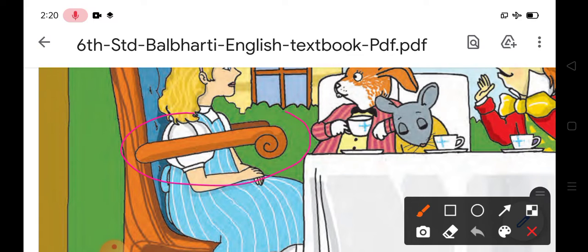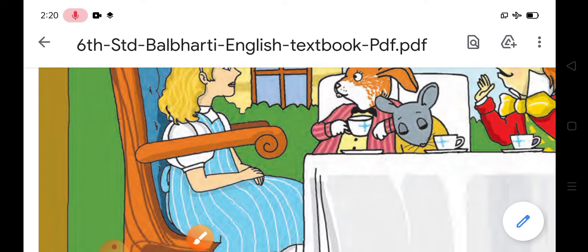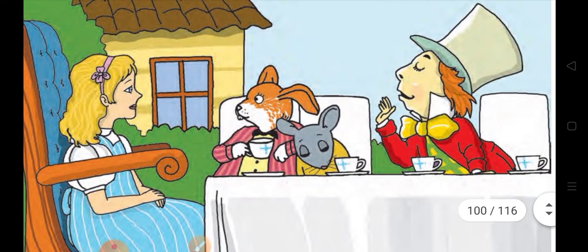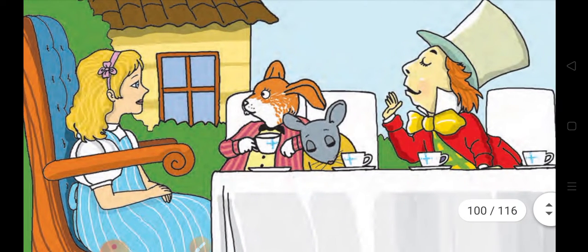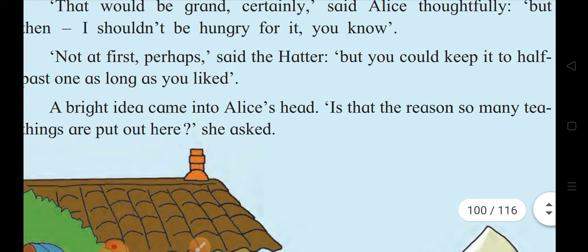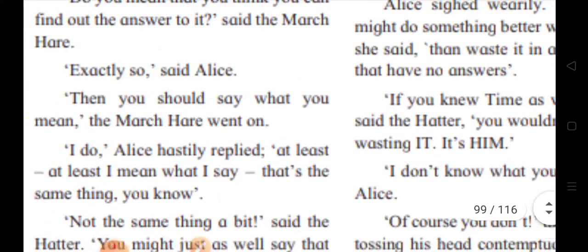You can see over here, this part is there, right? So that is also called an armchair, and you can see how all three of them are sitting at one corner, and the table is very big here. All three of them are sitting very close to each other, and you can see the Dormouse is just fast asleep. Okay, then let's continue.